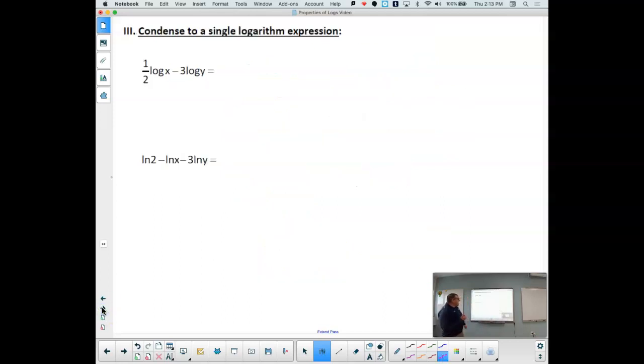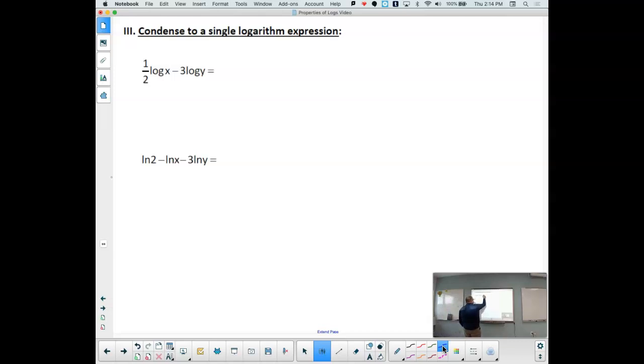Now, let's turn it around and let's condense logs. Okay? So now you don't stop until you only have one log left. When we're expanding, you're going to get multiple logs. When we're condensing, we go until there's only one log in our expression. So first here, what I would do is apply the power property. We saw when we're expanding, we use the power property last. So when we're condensing, we use the power property first.